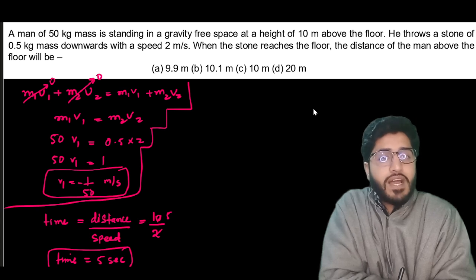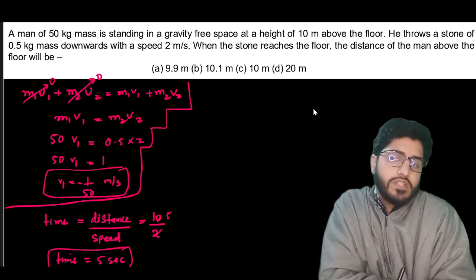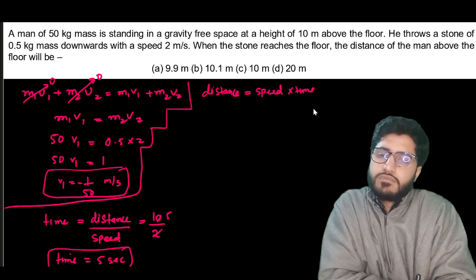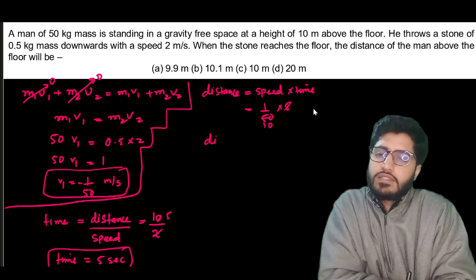In the same time, we have to find the displacement of the man from that point. Time is given to us, velocity is given to us, we have to find the distance. So distance equals speed into time. What is speed? 1 by 50. What is time? It is 5. So distance came out to be 1 by 10, that is 0.1 meter.